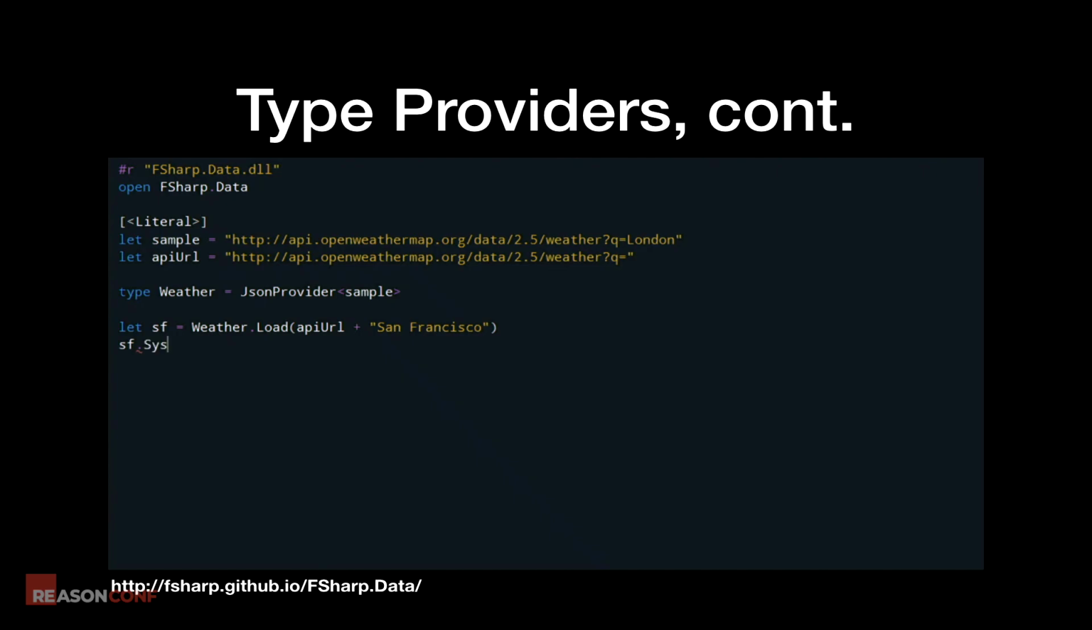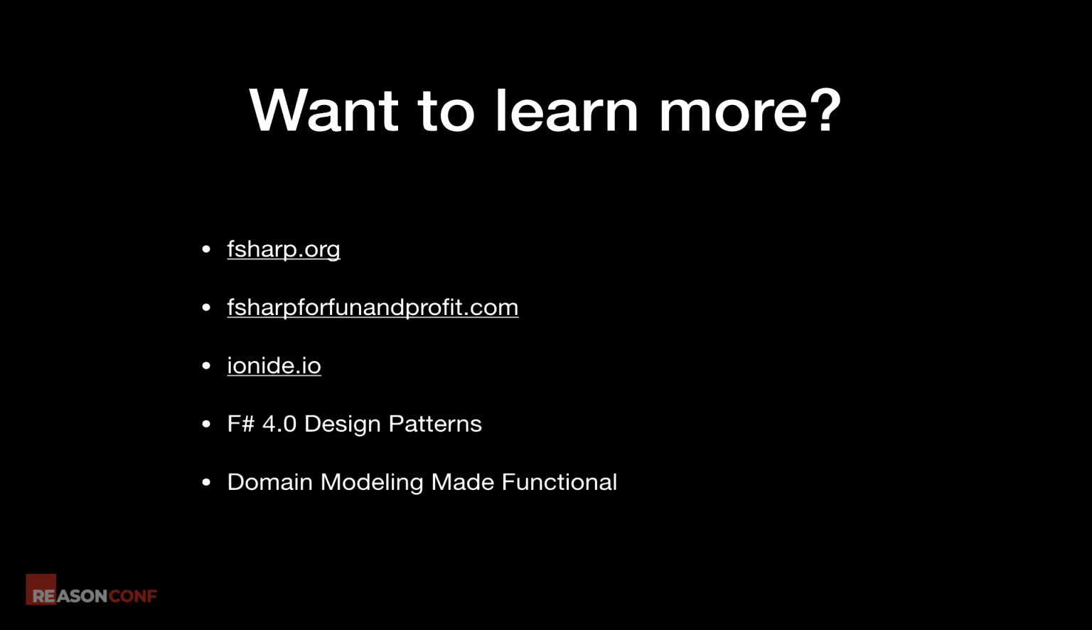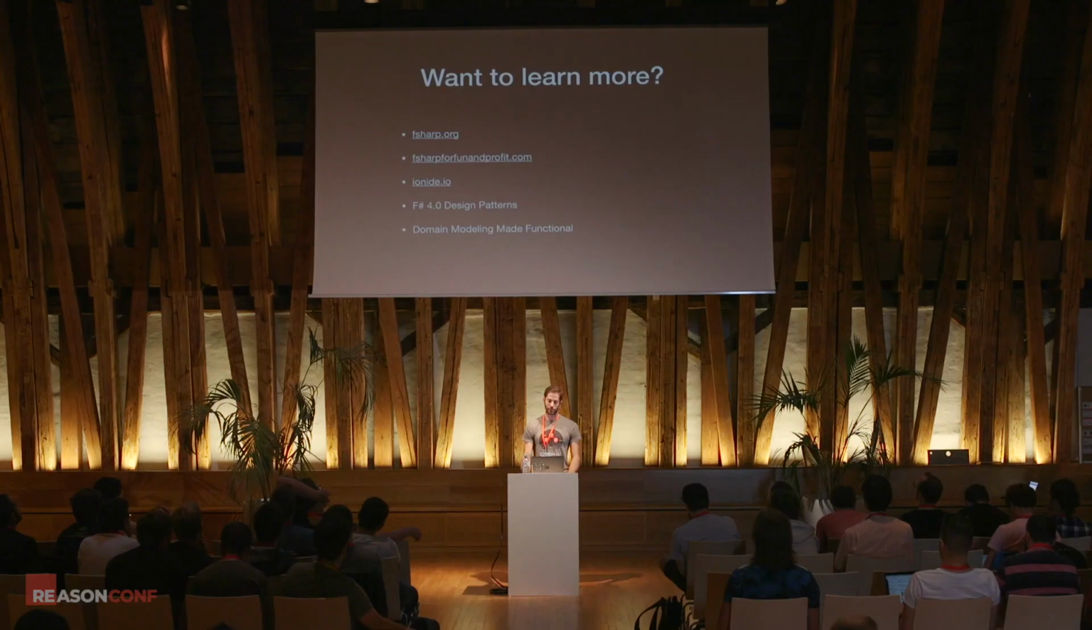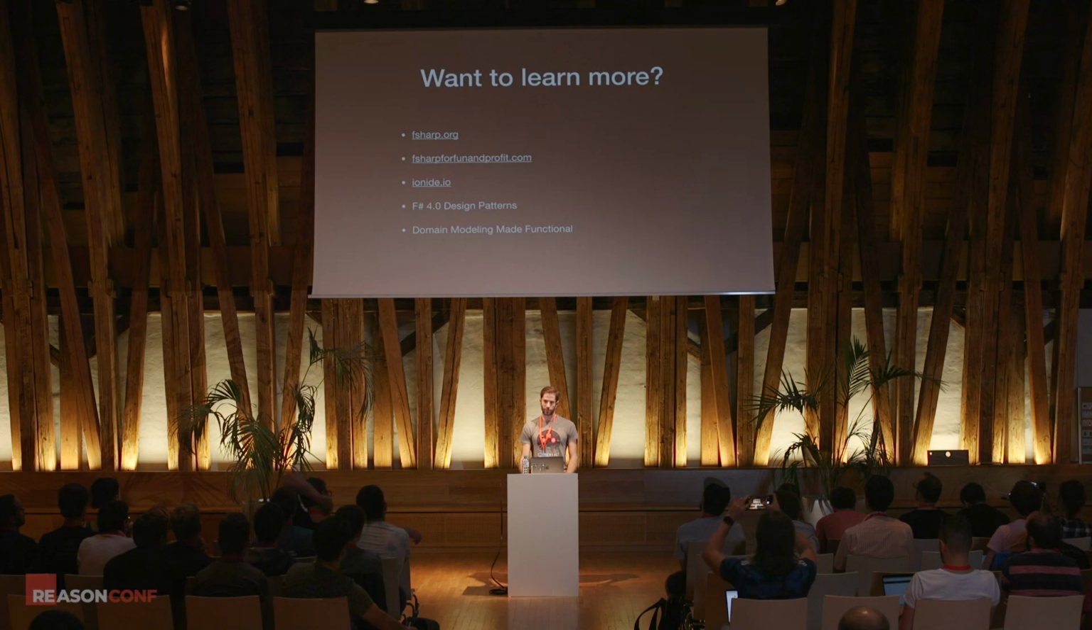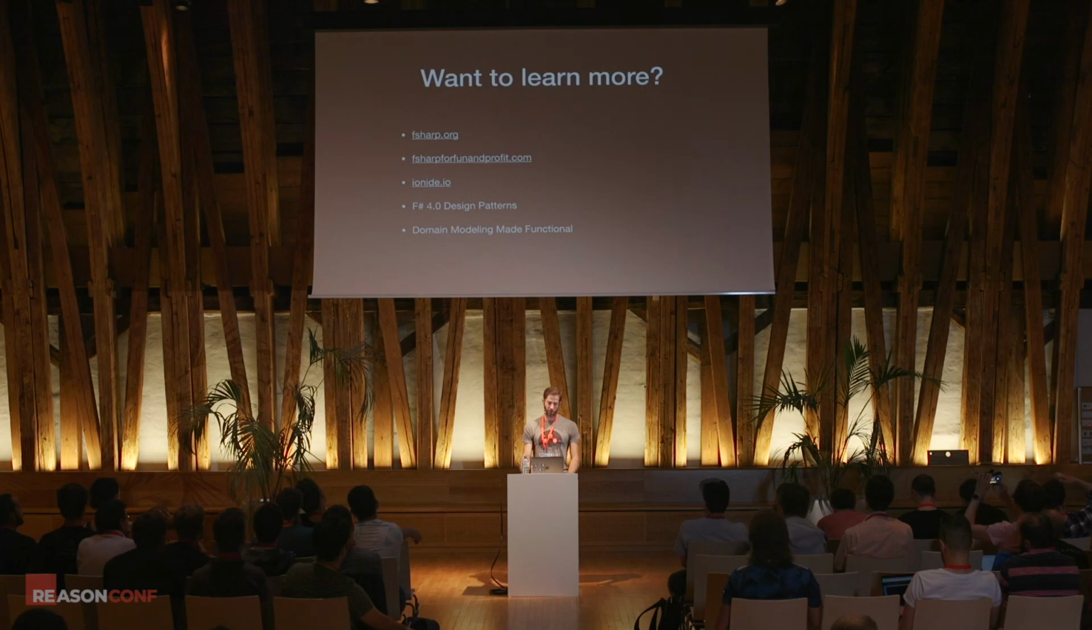So if this kind of stuff appeals to you and you want to learn more, the first resource I would check out is fsharp.org, which is the official site of the F# Foundation. The site that I used to learn F#, which has been around since at least 2012, is F# for Fun and Profit. Ionide.io has some cool plugins that interface with the F# compiler service, which are used to do type providers and so forth, and that has integrations with VS Code. A couple of books here at the end are F# 4.0 Design Patterns and Domain Modeling Made Functional.